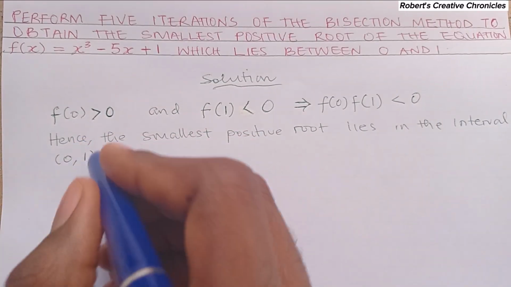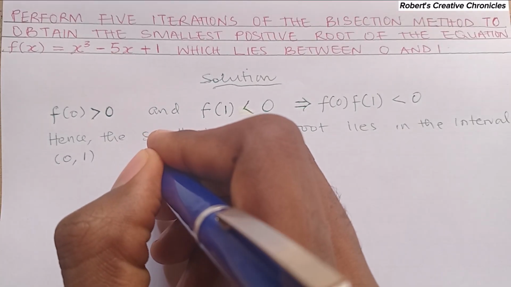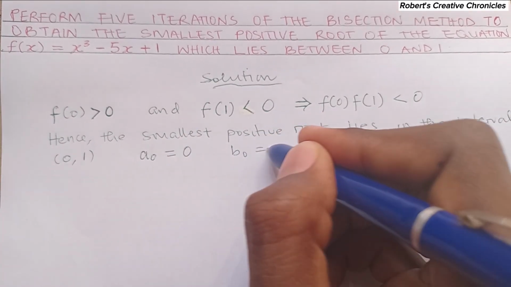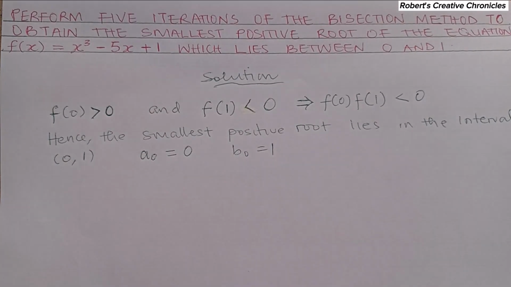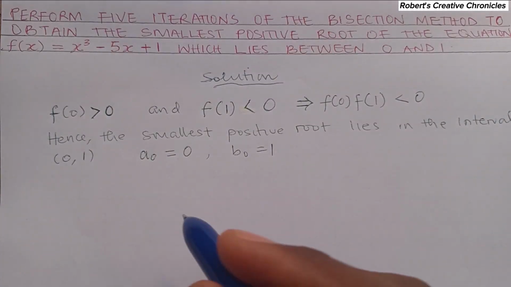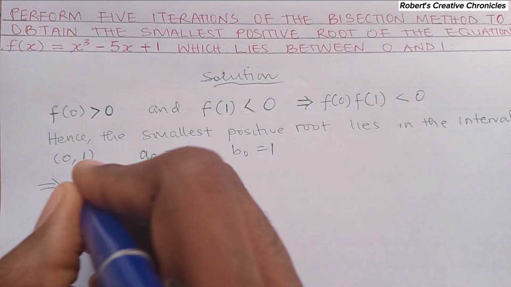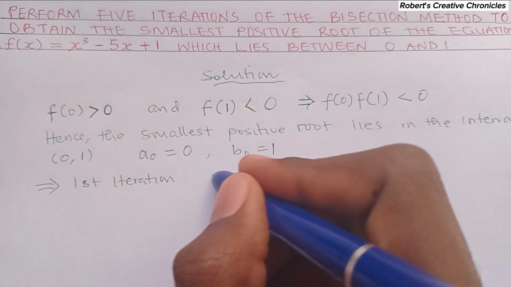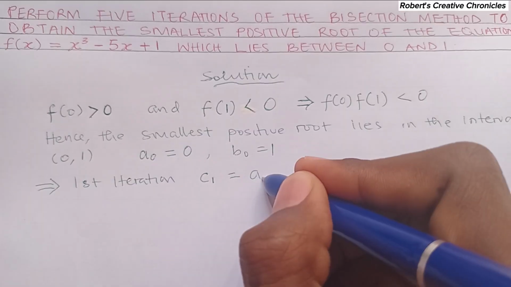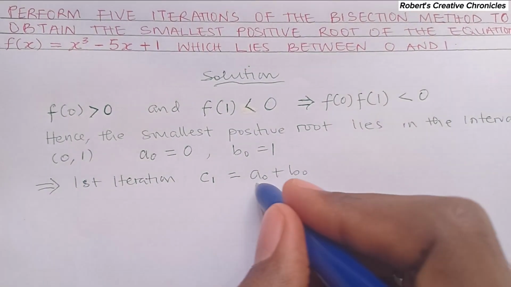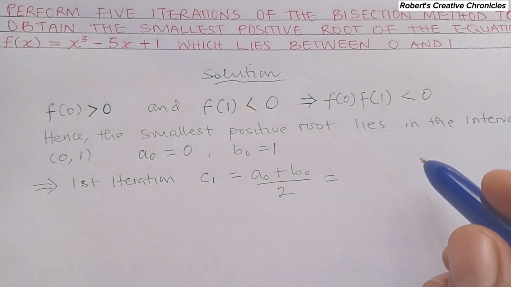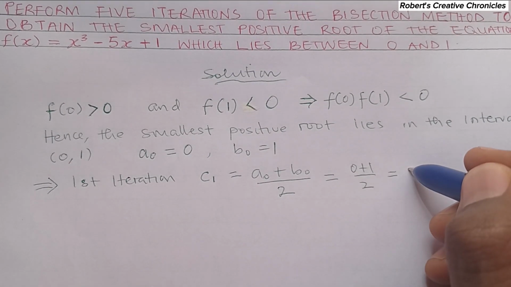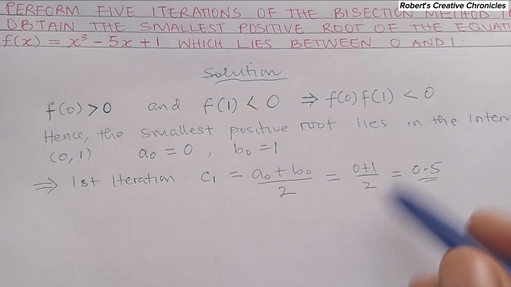So now, from this interval, you can know that a0 is equal to 0 and b0 is equal to 1. So we will do the first iteration now. The first iteration, c1, is equal to (a0 plus b0) over 2. So now this will be 0 plus 1 over 2, which is equal to 0.5. The first iteration is 0.5.